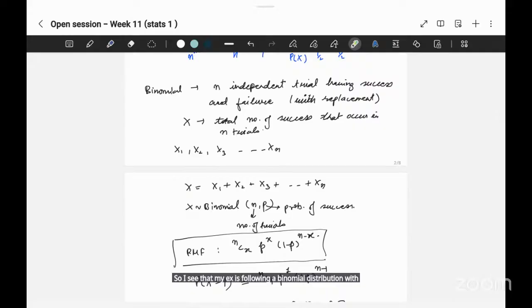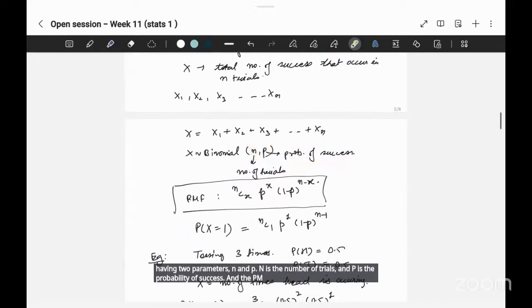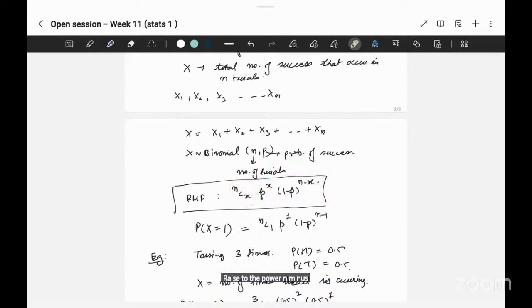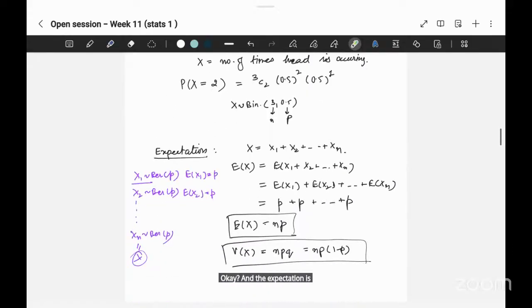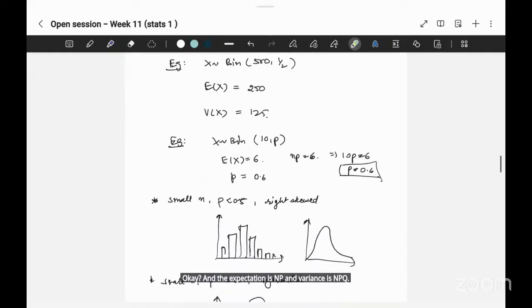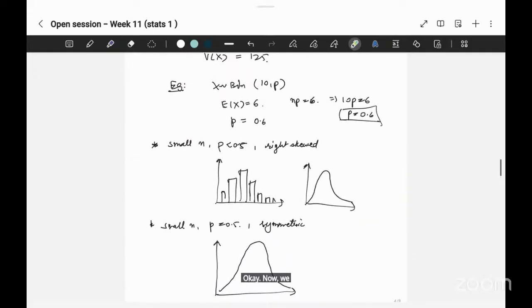I have two parameters, n and p. n is the number of trials and p is the probability of success. And the PMF is given by nCx p raised to the power x, 1 minus p raised to the power n minus x. Okay. And the expectation is np and variance is npq. Clear?